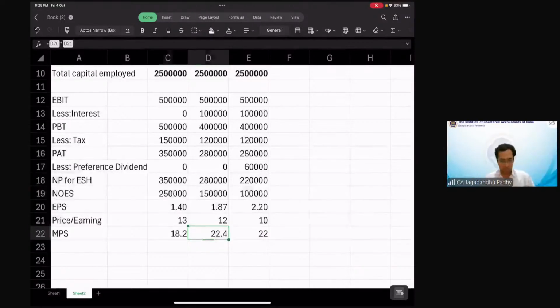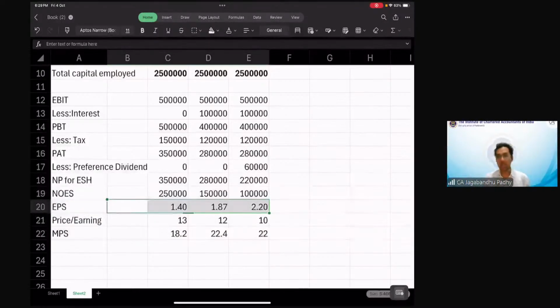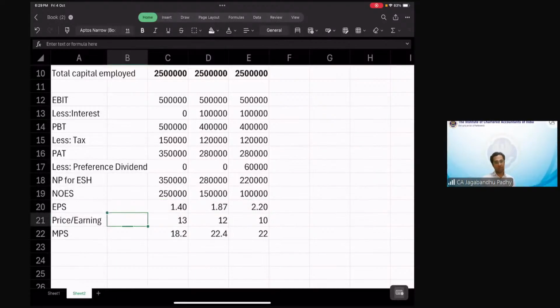Okay. Achha, what if there is no information about price to earning in the question, sir? What if there is no information about price to earning? Then you will make a decision on the basis of EPS. If there is no price to earning ratio given, then you will take the decision on the basis of earnings per share. Okay.